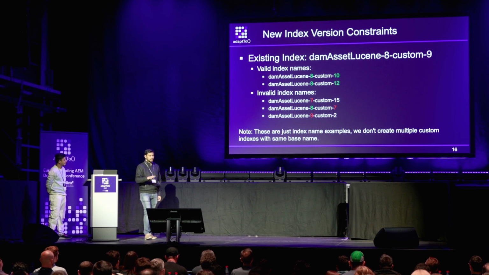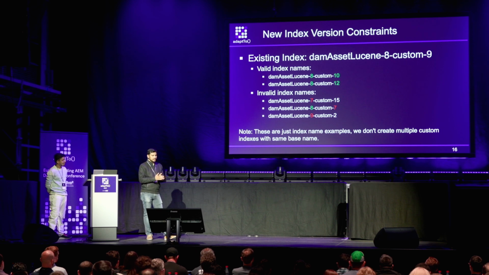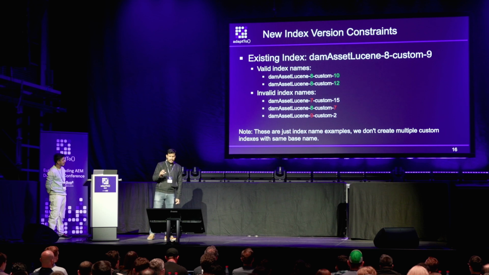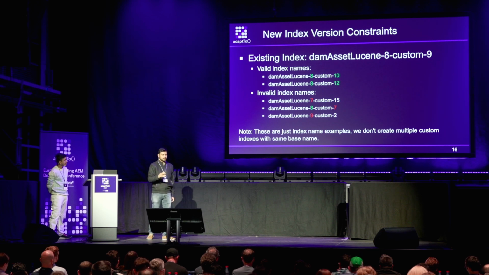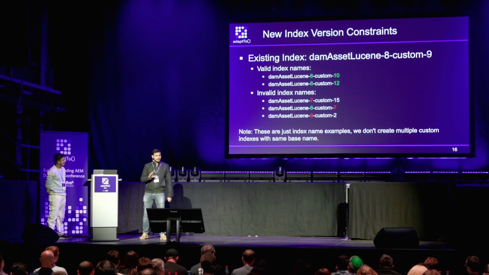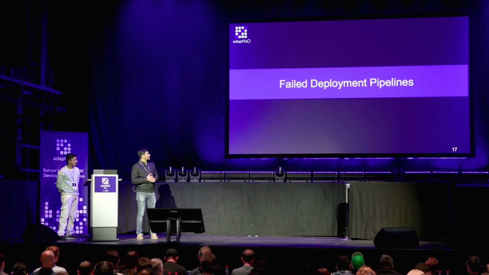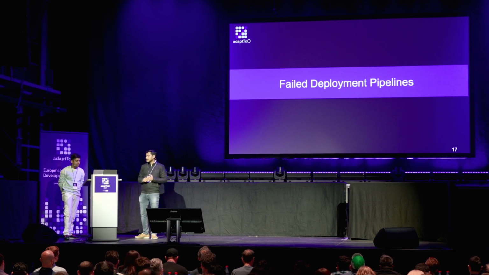Some of the invalid examples are where you are changing the product version. Whatever the out-of-the-box index is, you should make sure that the product version remains the same, and you are not decreasing the customer version. It should always be in an incremental manner. Please note that these are just examples. We only create one custom index in a deployment pipeline. So Nitin will discuss further with failed deployment pipelines.